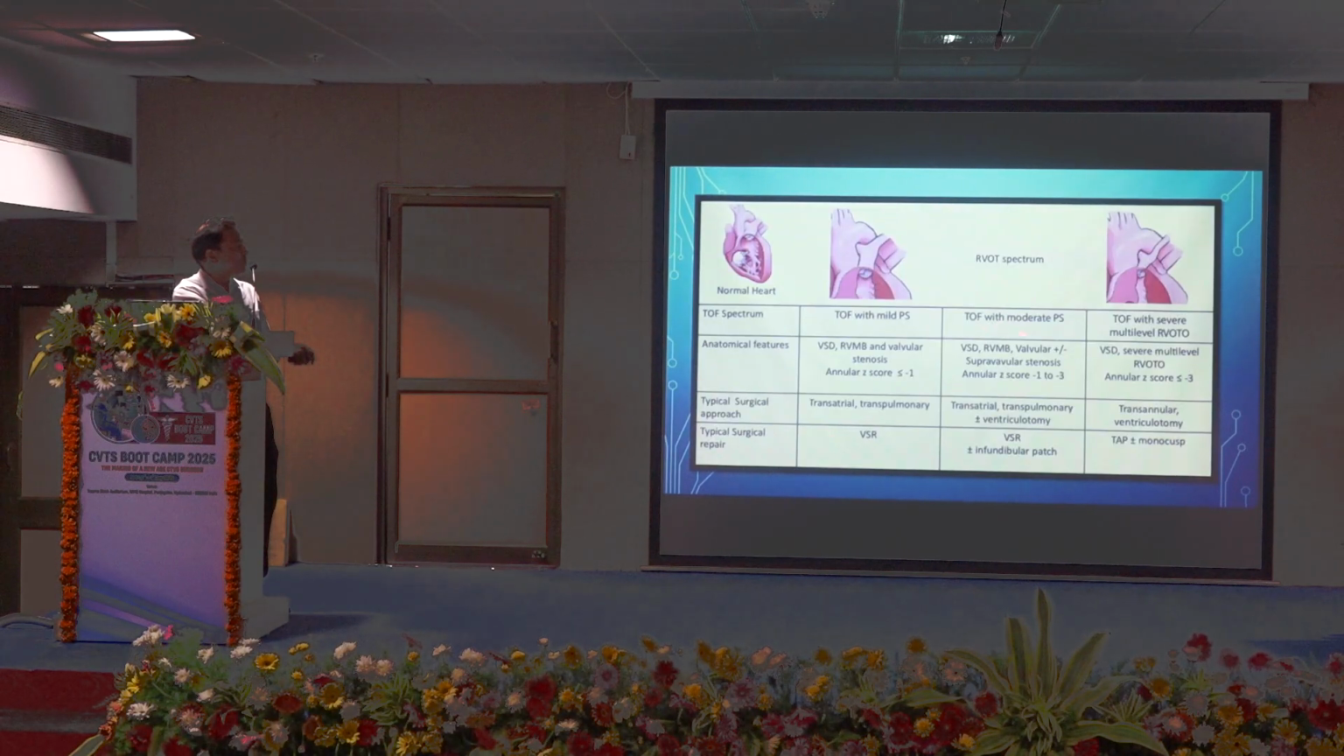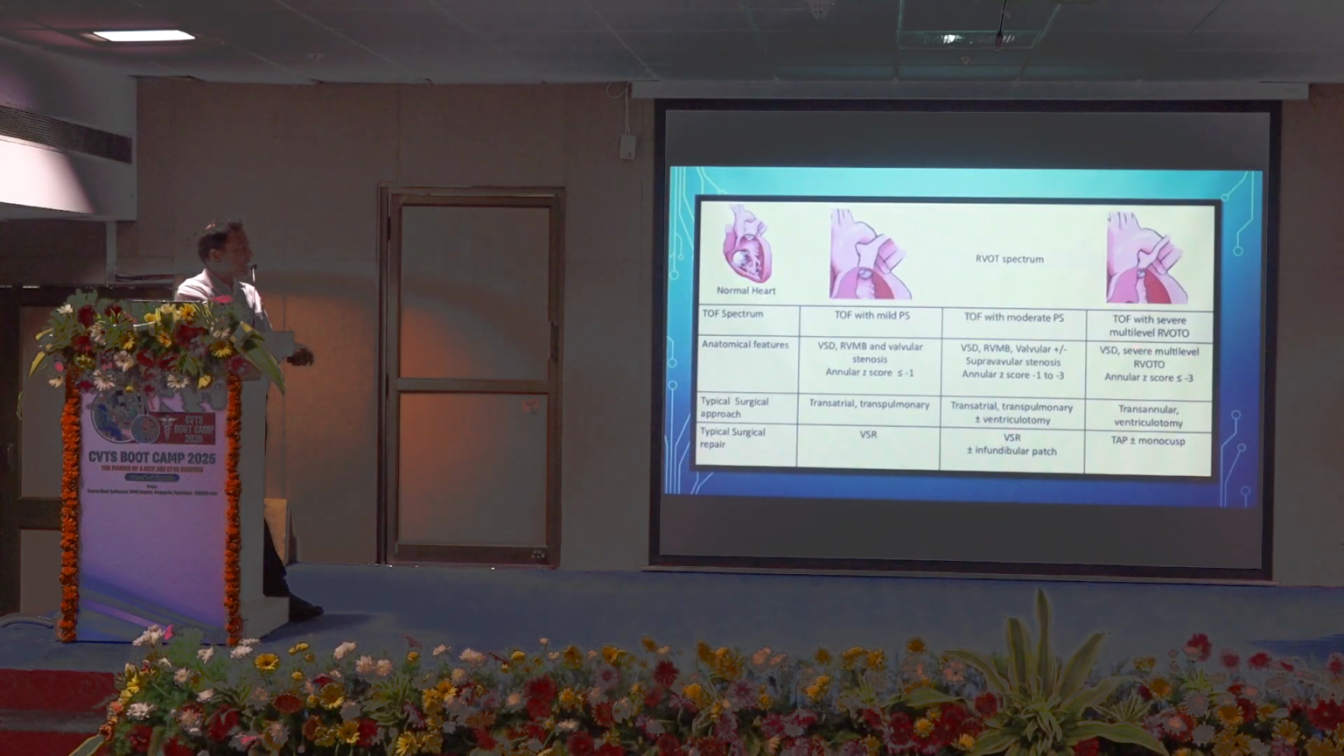If the patient is having tetralogy with moderate pulmonary stenosis, in that case there will be valvular as well as supravalvular stenosis. In these cases, the Z score is -1 to -3. Go for transatrial transpulmonary plus or minus ventriculotomy. Many surgeons at many centers do ventriculotomy to do complete valvotomy as well as infundibular resection. And in this case, you can spare the valve with an infundibular patch, where you open the RVOT and put a patch.